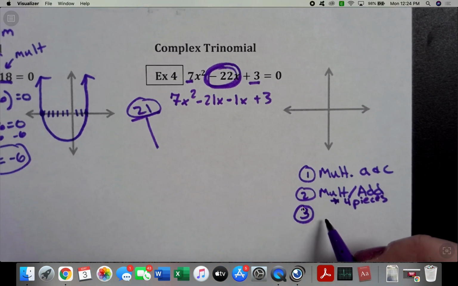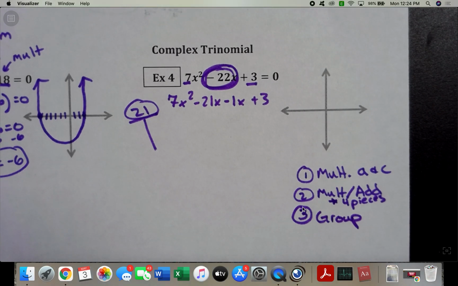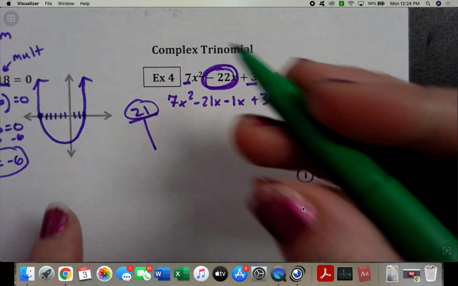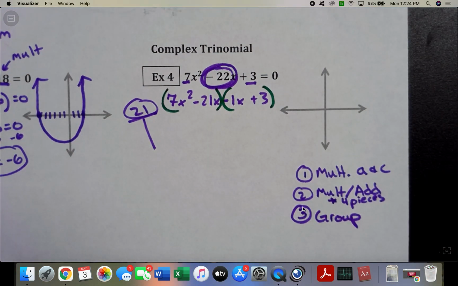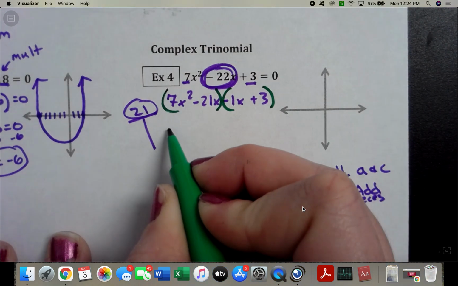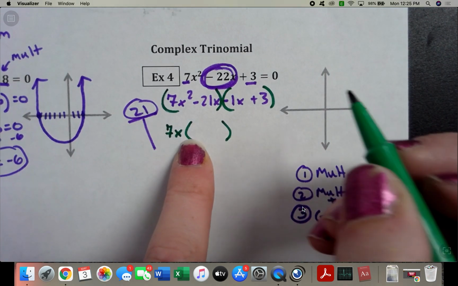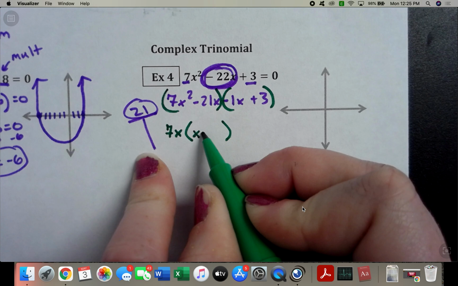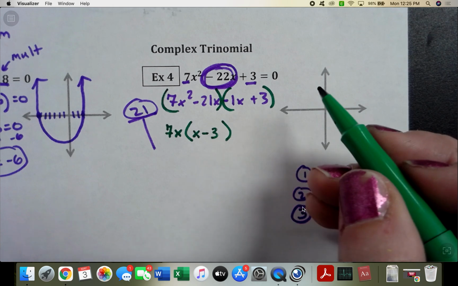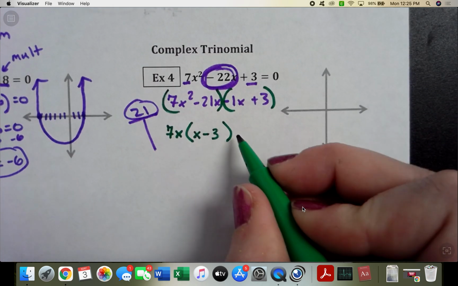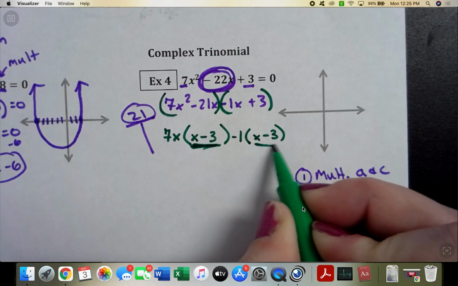Step number 3 is factor by grouping. So I'm going to group the 4 pieces into 2 each. Okay? So I'm going to group here, and I'm going to group here, and then I pull stuff out. So I have 7x squared minus 21x. What can you pull out? 7 and x. Okay, and left after you pull those out is x minus 3. Okay, out of the second piece, negative 1x plus 3. What can you pull out of there? The negative 1, because you want it to be x minus 3 so that these two pieces match each other. These two pieces that are inside of the parentheses have to match.